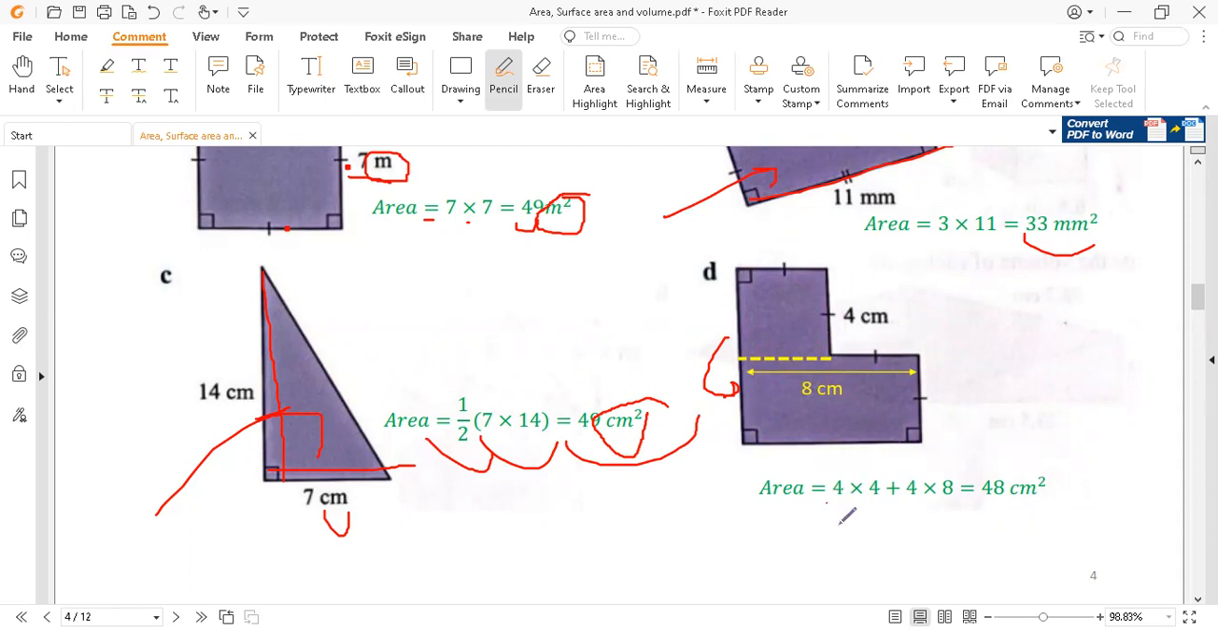So it is 4 by 4 for the area of the square, and the area of the rectangle equals 4 by 8. So it is very easy to obtain 48 centimeters squared. Why does this distance equal 4? We know it equals 4 because it has the same mark as this one. And because we have a square, all sides are equal, so the length is 4 plus 4 equals 8.